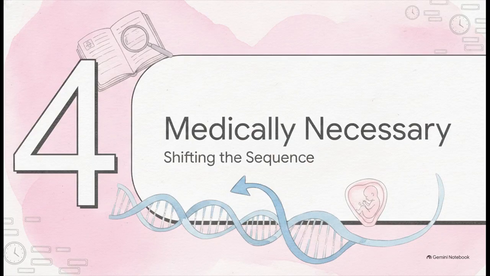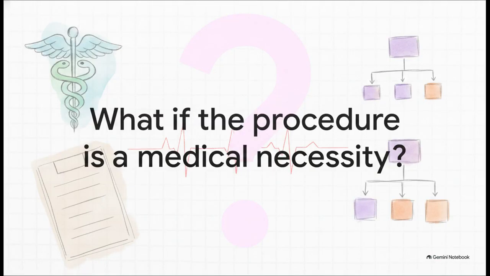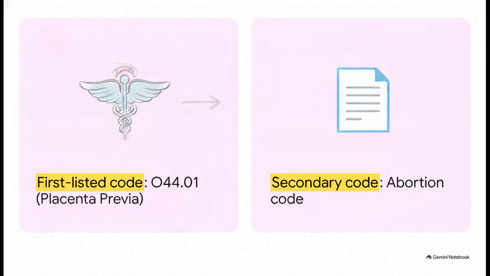All right, part 4, medically necessary terminations, shifting the sequence. So what happens when a physician steps in and determines the procedure is an absolute medical necessity rather than a patient-requested elective procedure? Brace yourselves because here is where our baseline rule completely flips. Imagine a first trimester patient is admitted with placenta previa. She didn't request a termination, but after evaluating everything, the physician concludes it is medically necessary. She consents, and they proceed.